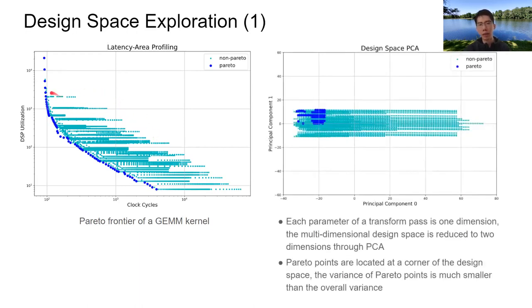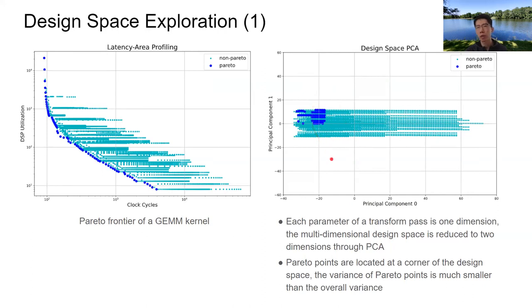So if we map all of these design points back to the multidimensional design space we mentioned, it looks like this. Here, to visualize the multidimensional design space, we apply a principal component analysis to reduce the dimensions to 2. And you can observe that the Pareto points are located at the corner of the design space, which means the variance of Pareto points is much smaller than the overall variance. This is also true in the original multidimensional design space, actually.